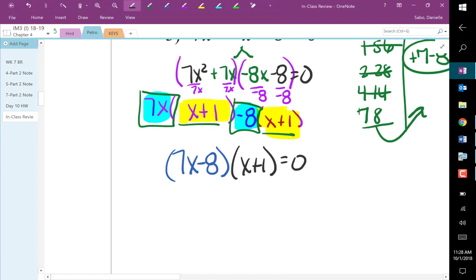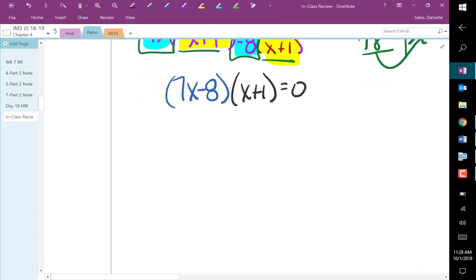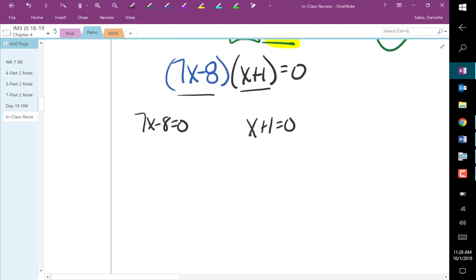Okay, that was that hard one. Now we're pretty much done. We just got to set each one equal to 0. So this guy, 7x minus 8 equals 0, and x plus 1 equals 0. Let's do the easy one first.